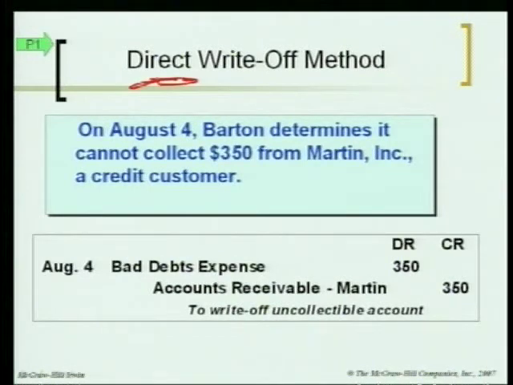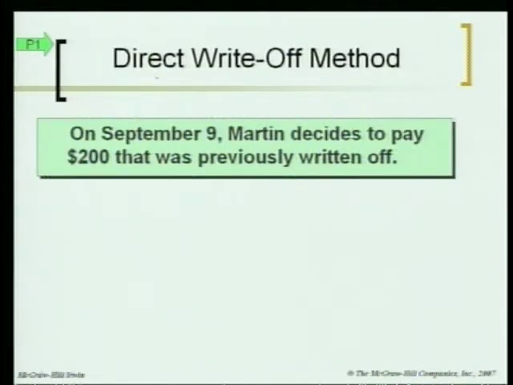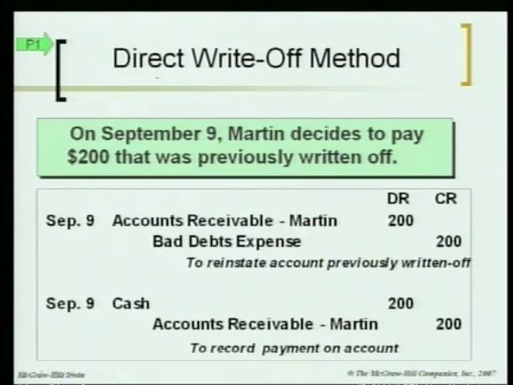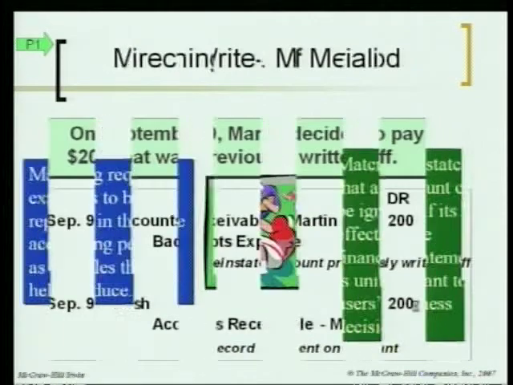But let's say we make this entry, we write off their account under the direct write-off method. A few days later, guess who wanders in? Martin, and they want to pay $200 that was previously written off. Do we tell them, hey, your money's not welcome here, we wrote off your account, buddy? No, we take their money. So we would reverse $200 worth of that receivable, and then we would collect the money as we normally would. Does this make sense? That is the direct write-off method.